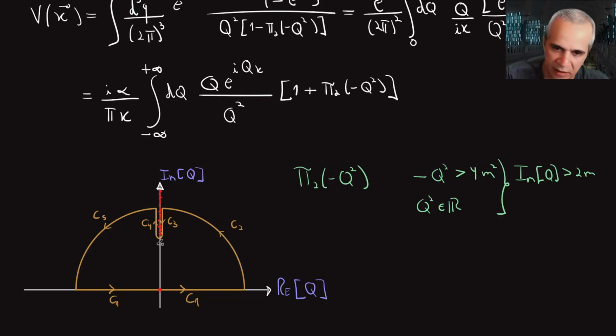So it is already drawn here, and it starts at position i times 2m and goes all the way to big imaginary Q. So that's the branch cut.